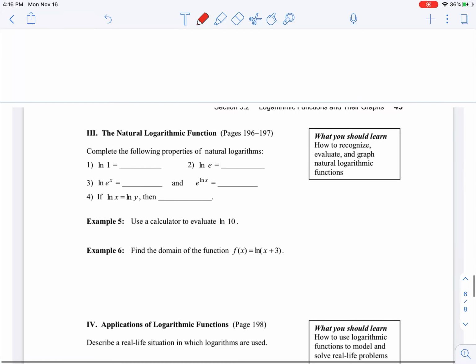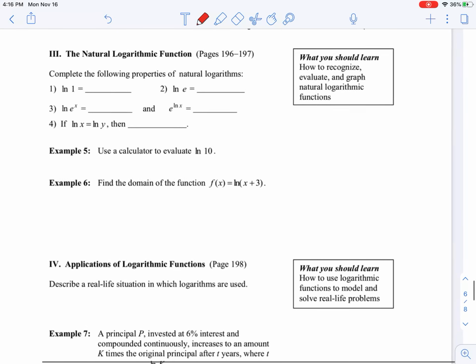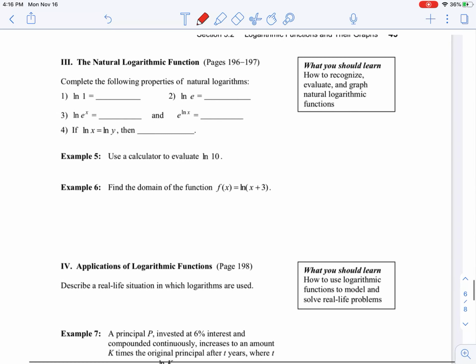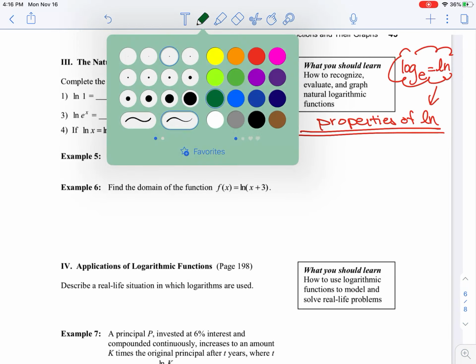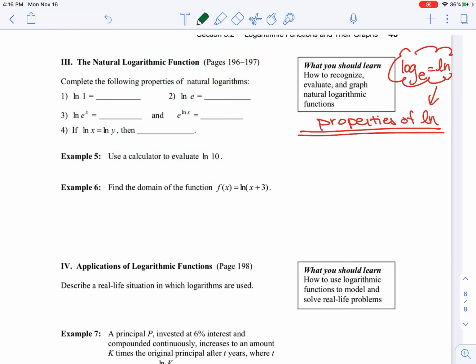Okay, let's keep going. And here is our natural logs. We haven't done our properties yet, so we're going to put our properties right here. Here's our properties of a natural log. Remember, natural log, ln, is the same as log base e. They're the same thing, so don't get intimidated. It's still the same thing.